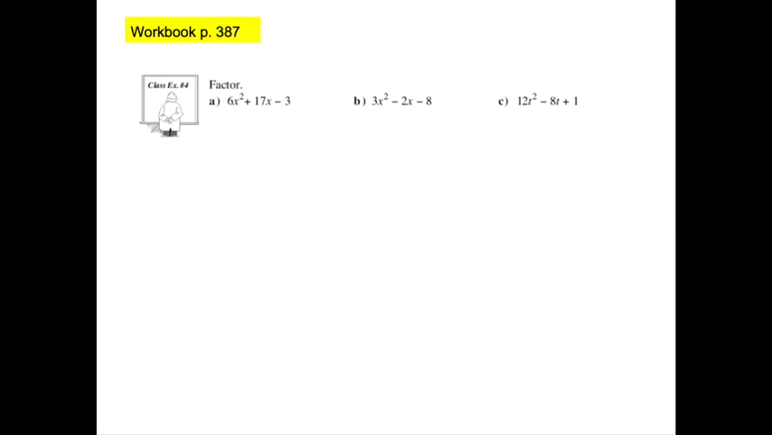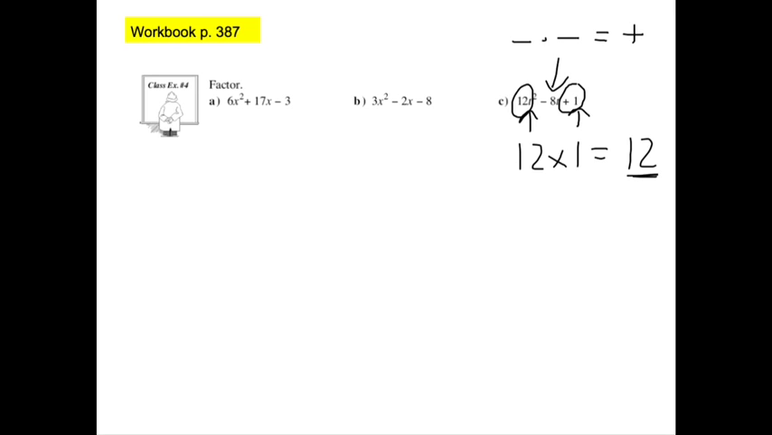Next up, we've got 12t squared minus 8t plus 1. Multiply the first and the third terms together, so it's going to be 12 times 1, which is going to be 12. Now, noting this is a positive 1, and this is a positive 12, which means we ended up with a positive answer. However, we have a negative middle part. In order for that to work, you're going to have a negative times a negative, because that equals a positive. But if you add two negatives together, that should be a negative answer. That's how it's going to work here.